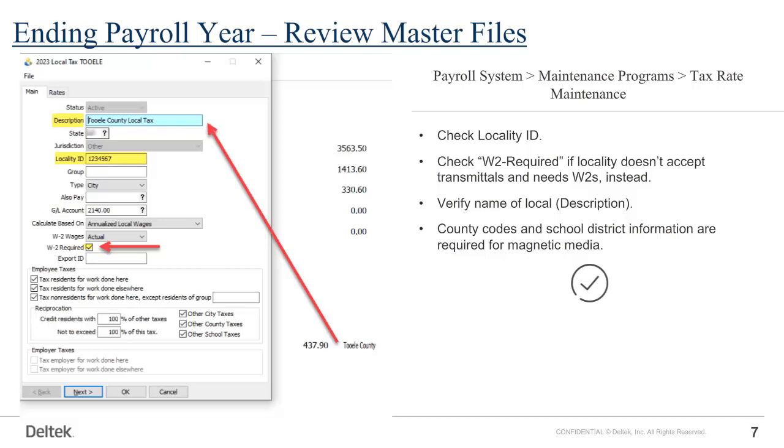If you have local taxes, also check the Local Tax Rate Maintenance for Locality ID, and the following if necessary. If the local taxing agency will not accept a transmittal sheet and a W-2 is required, make sure the W-2 required field is selected. You'll want to verify the name of the local tax because when you print your W-2s, only 13 characters can fit on the W-2 statements, so you may need to change names to accommodate this. Otherwise, it will cut off part of the name, which can be seen in the example given here. And please be aware that the county codes and school district information are required for magnetic media. If any changes were made for tax rate maintenance, please ensure to click OK to save.